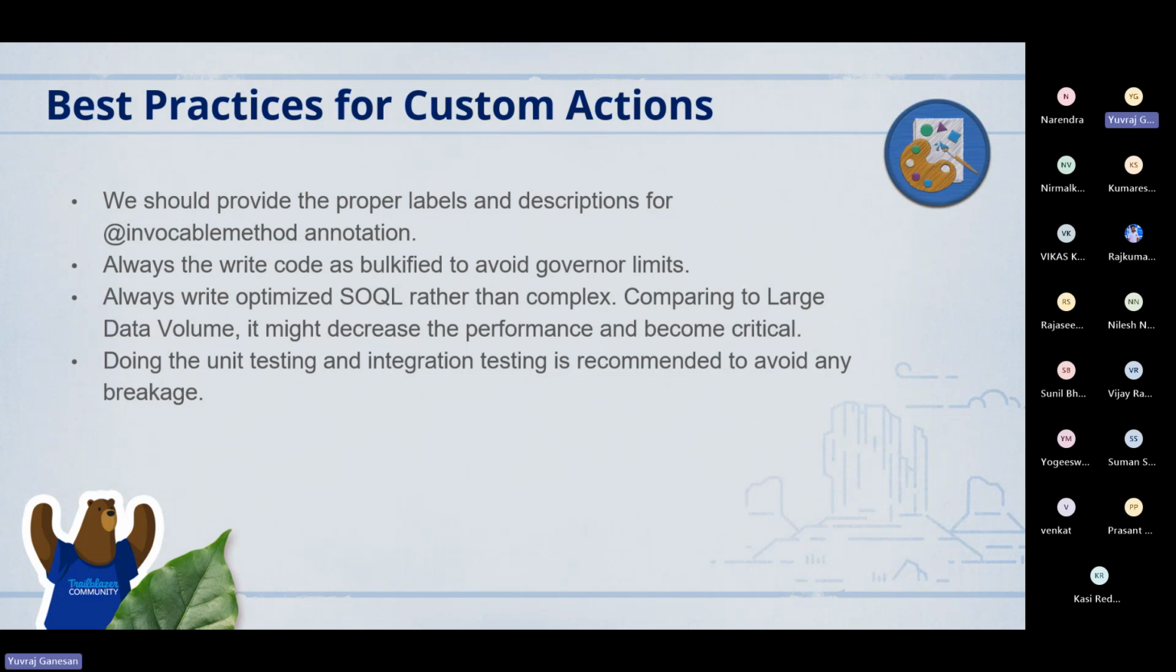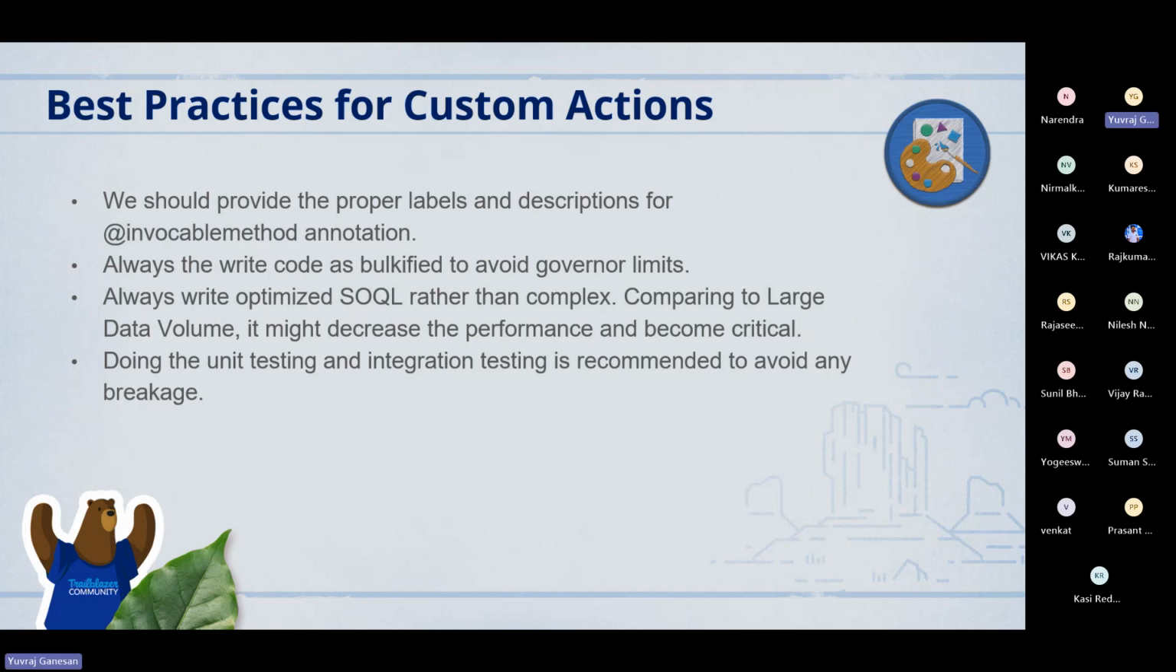Right? And then next one is write code as bulkified. That's a standard best practice we have to follow. Always write code as bulkified to avoid the governor limit. And if you're performing any query inside that invocable method, always optimize those queries, because if you are dealing with a large amount of data, like 1 million records, then your performance will decrease.